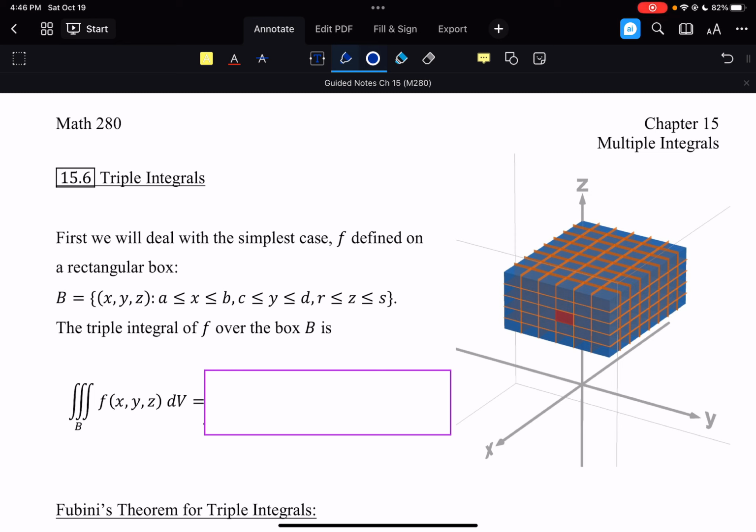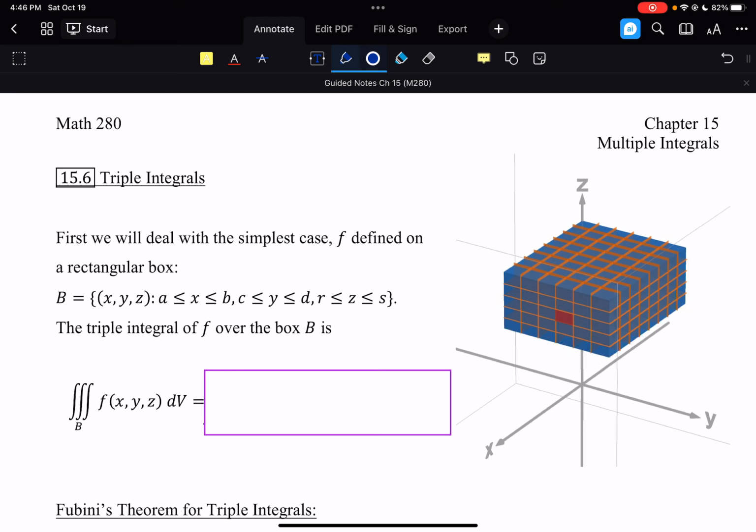But in terms of the derivation, the setup, that sort of thing, if we look at the simplest case of a triple integral, we define a function on a rectangular box. So B is our box with x going from a to b, y going from c to d, and z going from r to s. So that's this box over here. You can see x is going from a to b, y going from c to d, z going from r to s, like that.